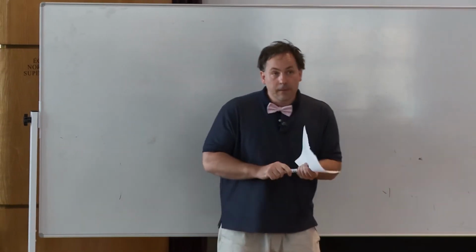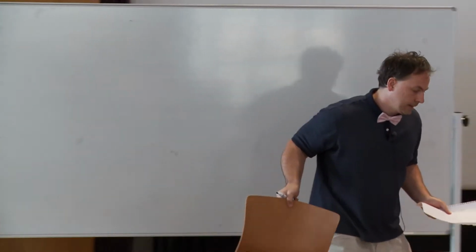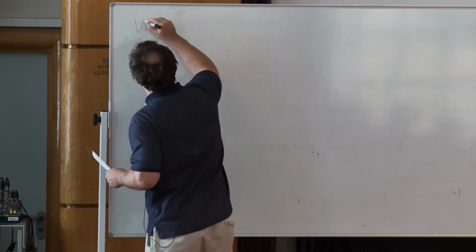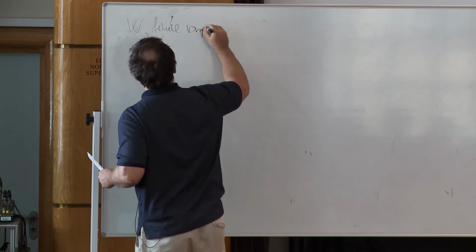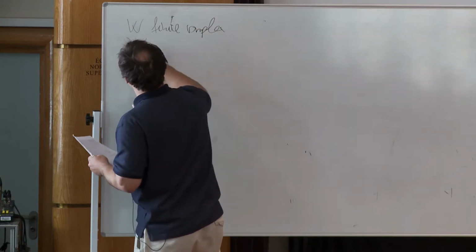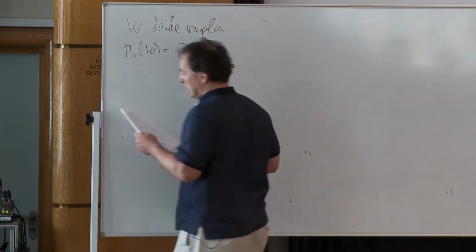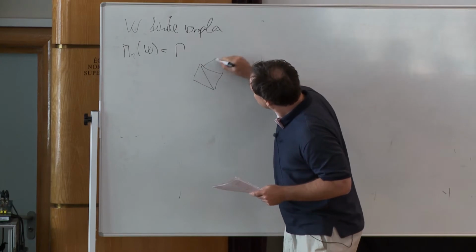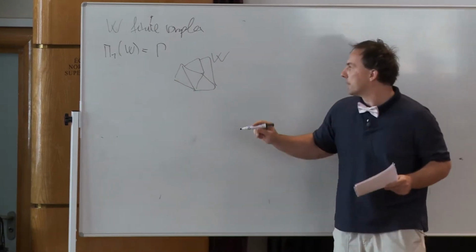Okay, so the basic question we want to understand is the following. I start with a finite complex. I take its fundamental group, I call it gamma. So here's my finite complex. It's not very complex, but it will do.